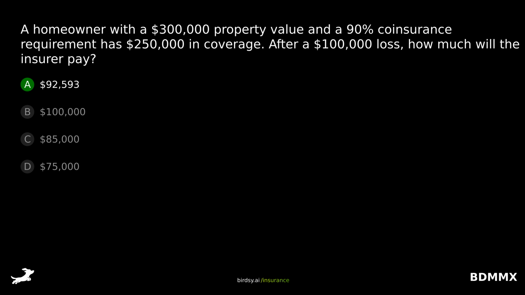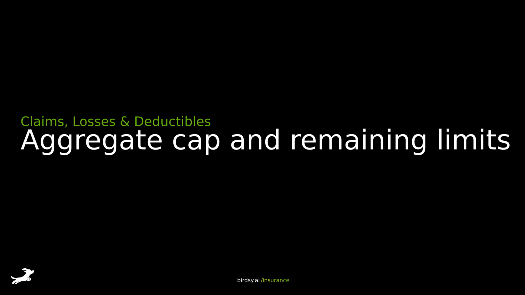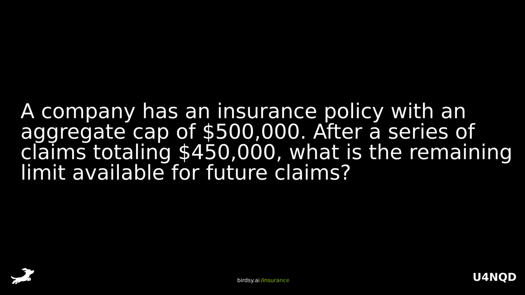$92,593. The required insurance is $270,000. The insured has $250,000, so the insurer pays $250,000 over $270,000 of the $100,000 loss, which is $92,593. Aggregate cap and remaining limits. A company has an insurance policy with an aggregate cap of $500,000. After a series of claims totaling $450,000, what is the remaining limit available for future claims?